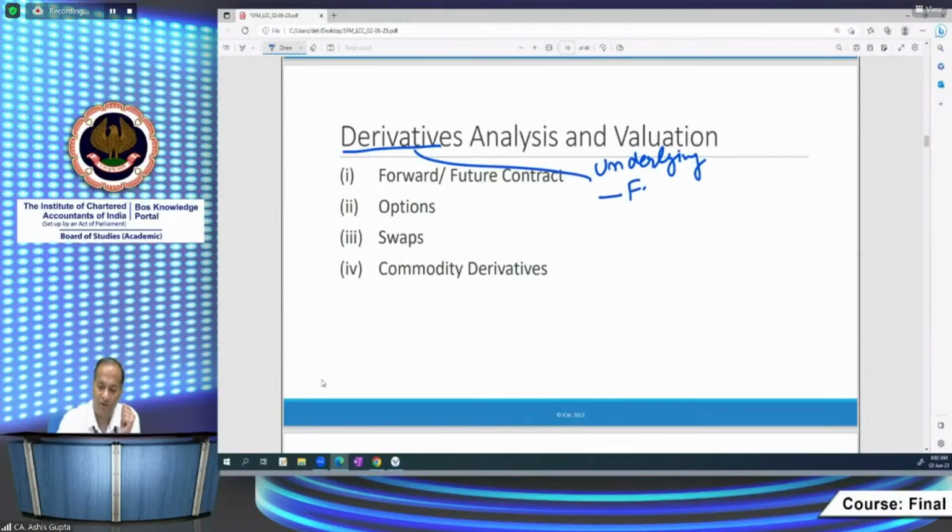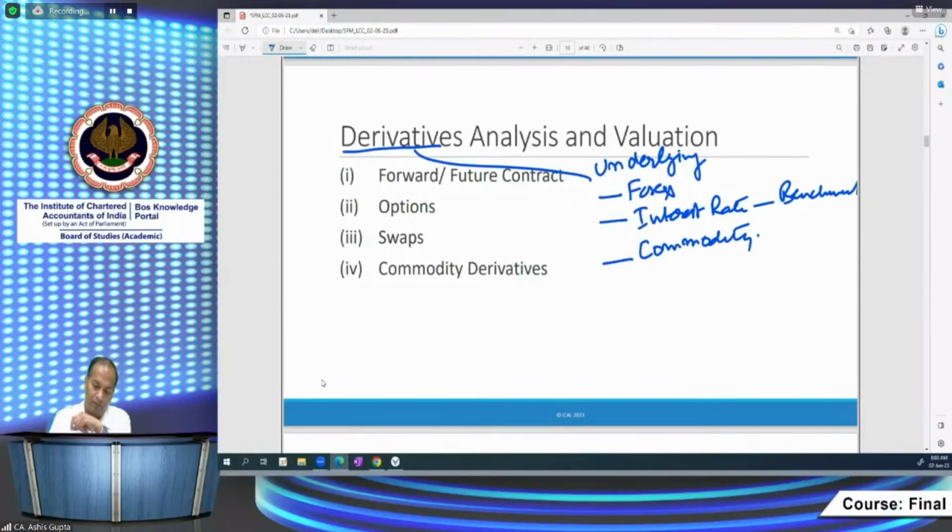The underlying can be forex, foreign exchange. It can be interest rate risk, the interest rate. Normally here we use benchmark rates like LIBOR, MIBOR, SOFR, SONIA, ESTR. It can be a commodity. It can be an index like Nifty. Forex you can visualize. Interest rate, of course, is not visible, but it has some value. A commodity you can see and touch. But regarding an index, it is only a number.